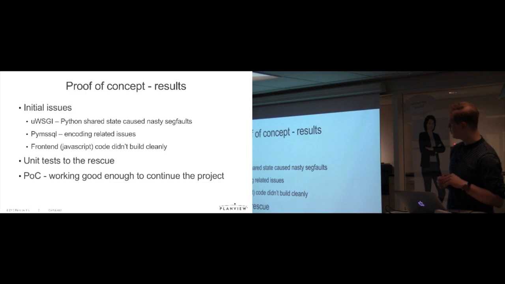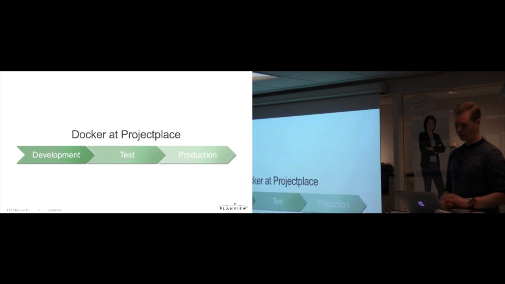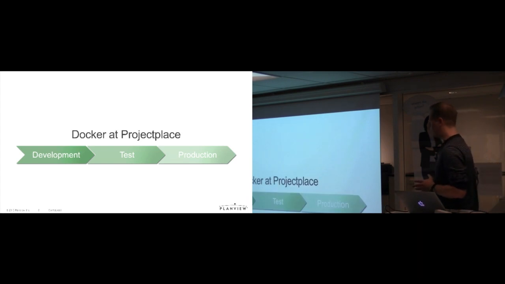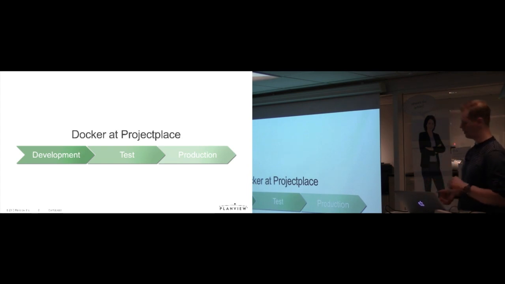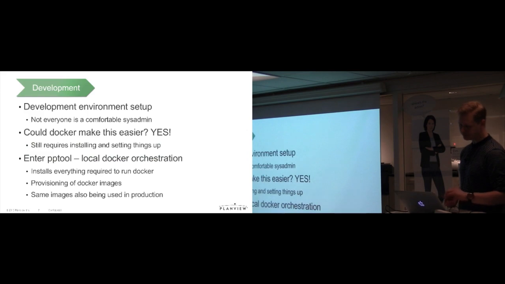We did this proof of concept in about a month, rewriting all this, and we think we could continue going to production with this. So we got a go for the project. We went through and did it in three phases. We started with development and moved on to testing, and then of course production.